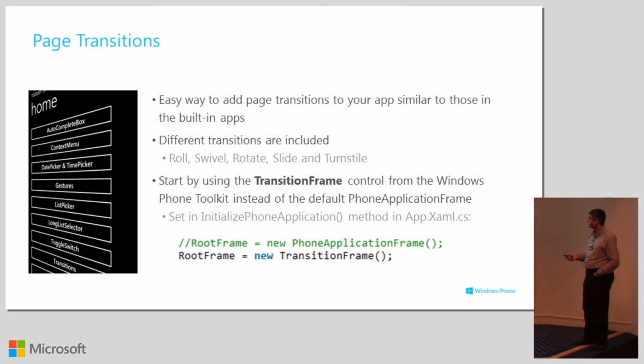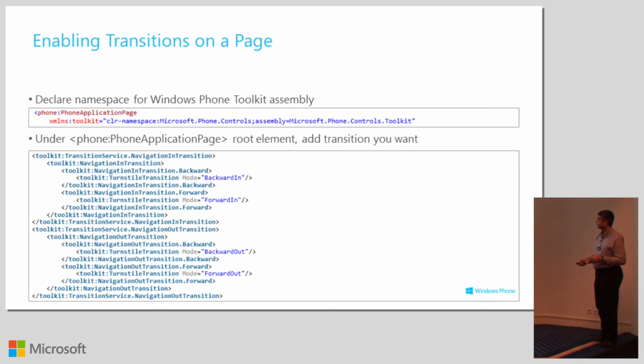Also, what you get is transitions between frames. If you're going from one page to the other and you want to add an animation, you can add the frame transitions to your page. Here we are adding a transition frame to the root frame. So when it moves from one page to the other, you have this animation. And this is the code that you would put in as part of the toolkit.